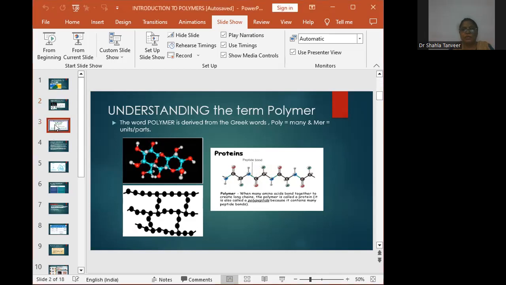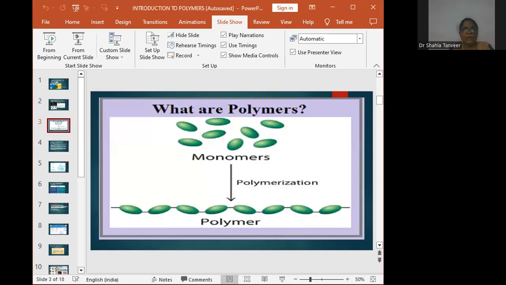Now moving to the third slide. In this slide, the process of polymerization has been shown here. The process of polymerization is the process by which the polymer can be made. Small monomer units join together or bond together to make a large molecule or macromolecule, which is called a polymer.